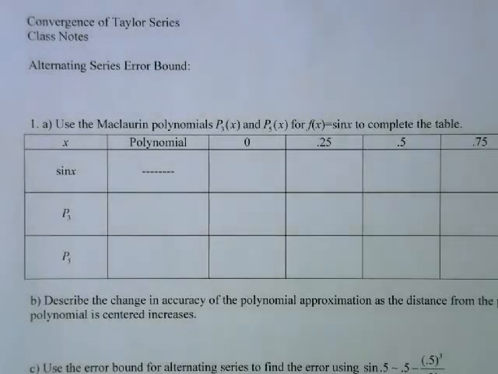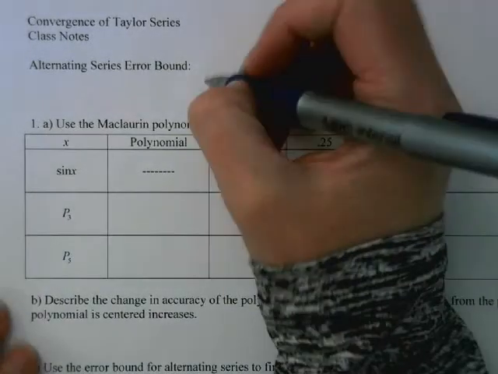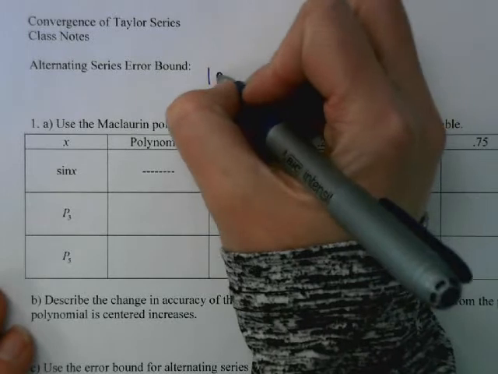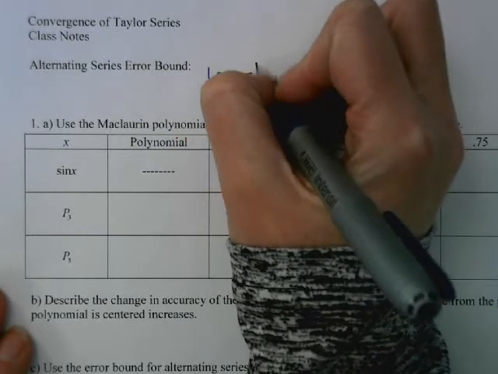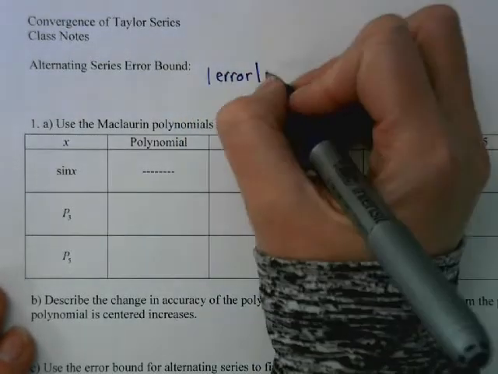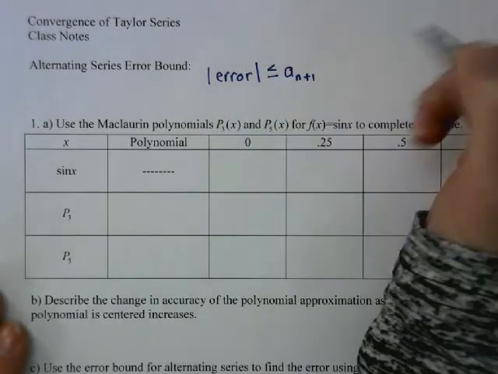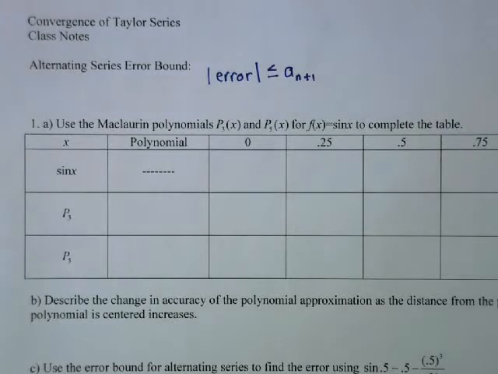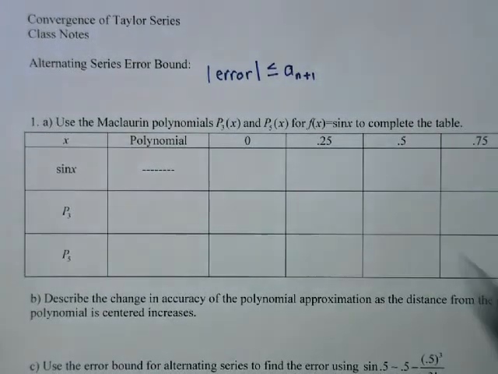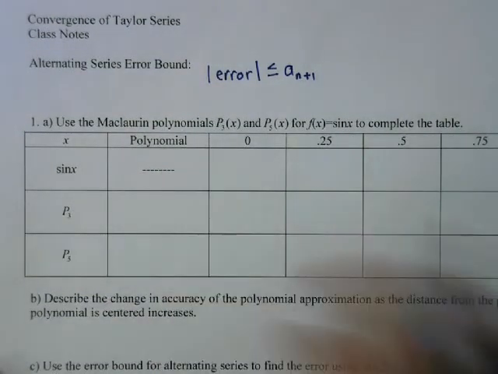So first we're going to talk about the alternating series bound, which we've already seen, which says that if you have an alternating series, the maximum value of the error is going to be less than or equal to the next term in the series. Okay. So we're going to investigate this with sine of x.